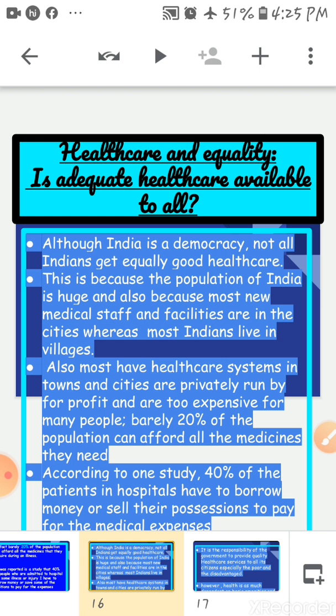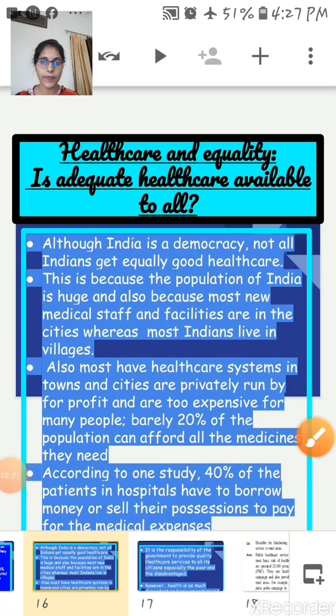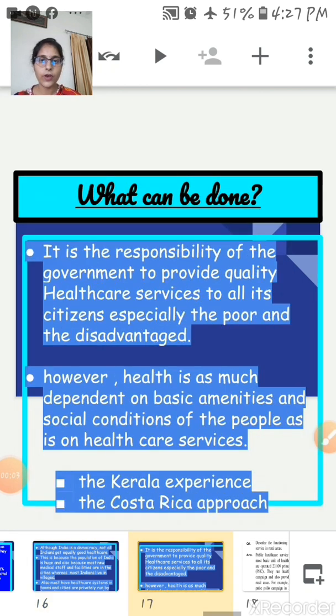Now, what can be done to improve healthcare facilities in India? Okay, now let's move on to the next topic. What can be done? Okay, children, basically there is little doubt that the health situation of the people in our country is not good, right?